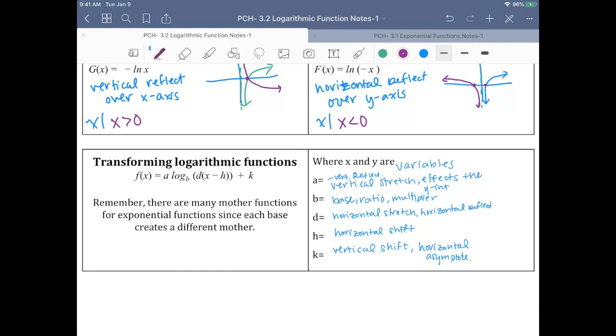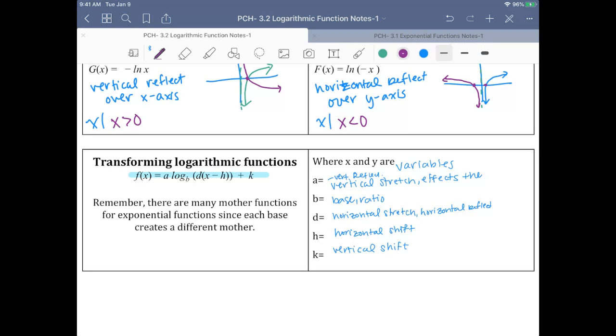Then again, for our transformations of functions, we're going to go ahead and use our same parameters from exponentials. So we have a times log base b of d times x minus h, plus k. And guess what? All those parameters do the exact same thing to our logarithmic function, except, I see a mistake here. No longer is the k value going to be our horizontal asymptote.